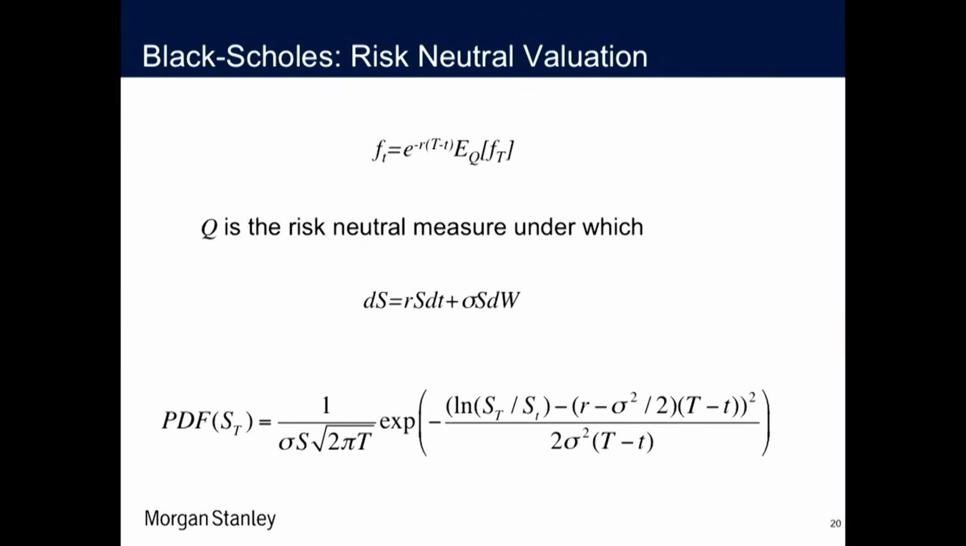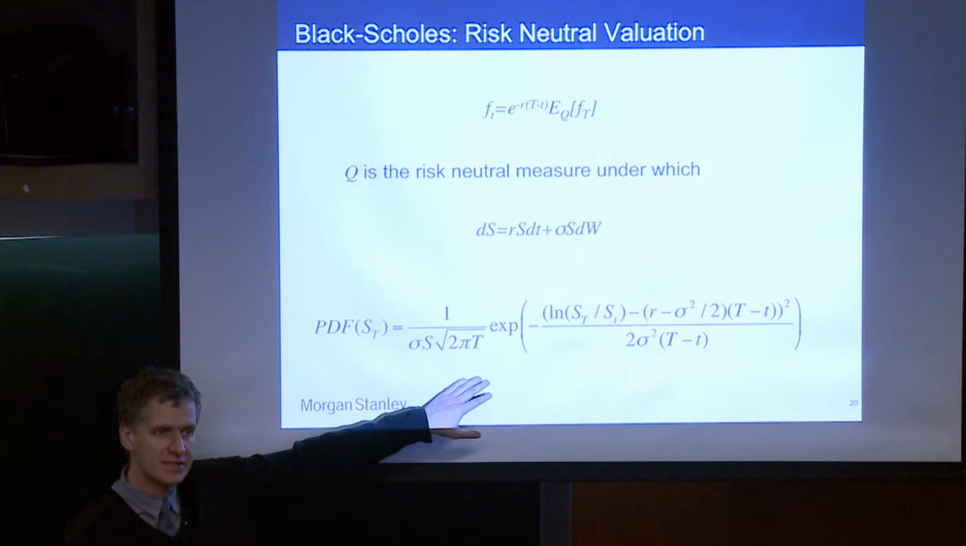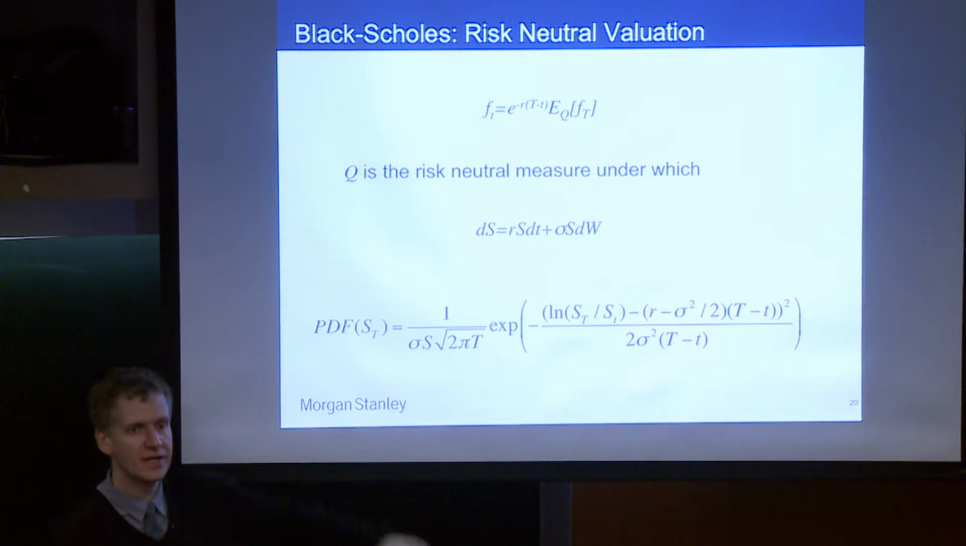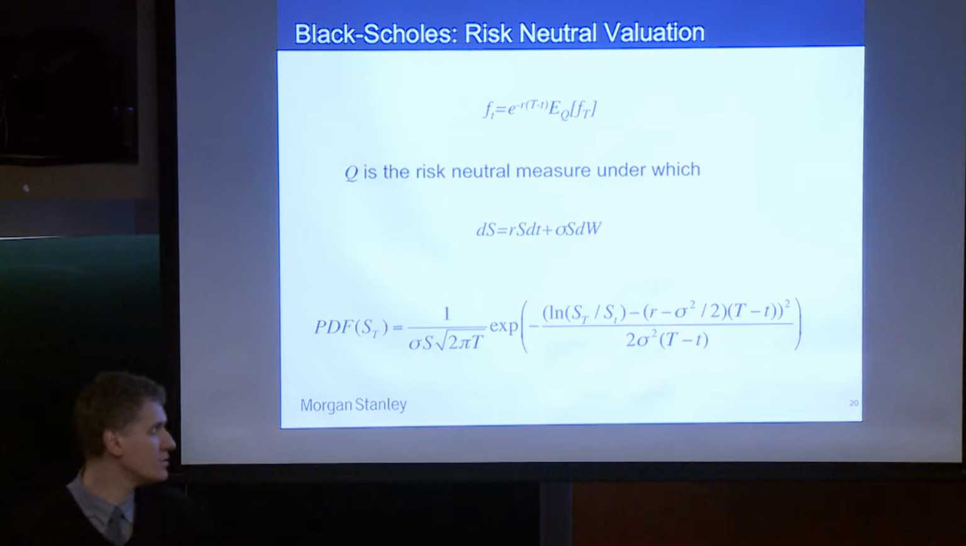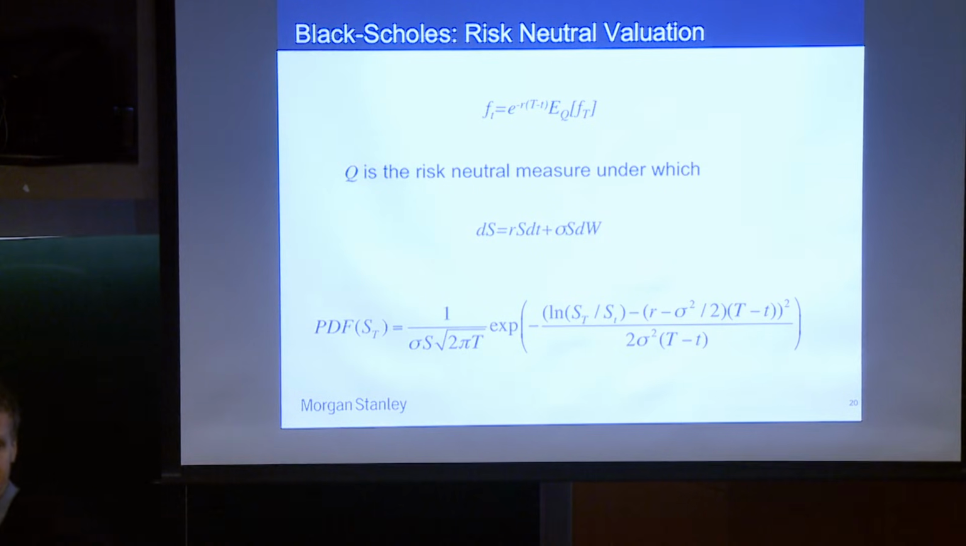And that's another good exercise, and I would accept it as a final paper: deriving the Black-Scholes formula just by taking the expected value of the call option payout with the log normal terminal distribution.